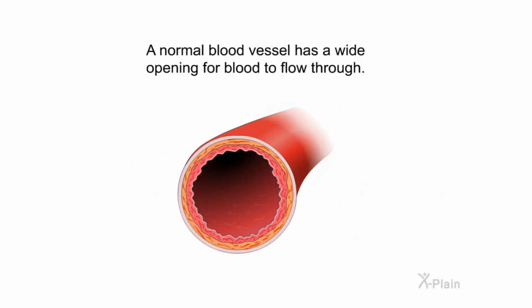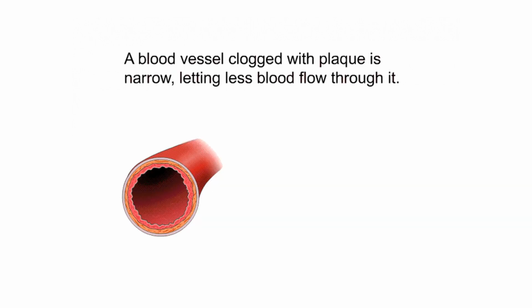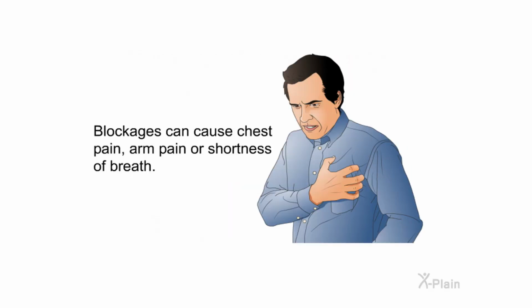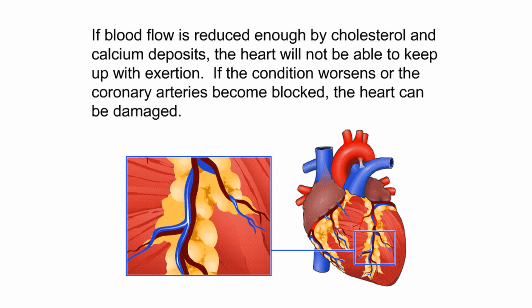A normal blood vessel has a wide opening for blood to flow through. A blood vessel clogged with plaque is narrow, letting less blood flow through it. Blockages can cause chest pain, arm pain, or shortness of breath. If blood flow is reduced enough by cholesterol and calcium deposits, the heart will not be able to keep up with exertion. If the condition worsens, or the coronary arteries become blocked, the heart can be damaged.